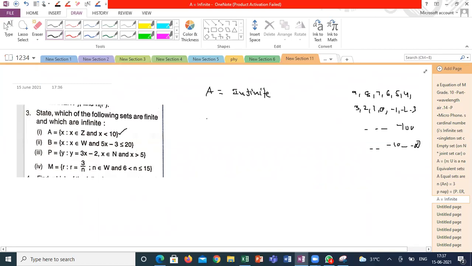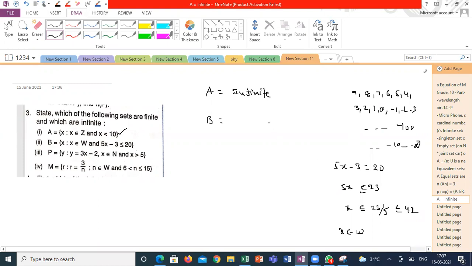So what about B? Finite, sir. 5x minus 3 is less than or equal to 20, correct? So 5x is less than or equal to 23. So x is less than or equal to 23 by 5, and x is a whole number. 23 by 5 is 4.6, so x is less than or equal to 4.6.